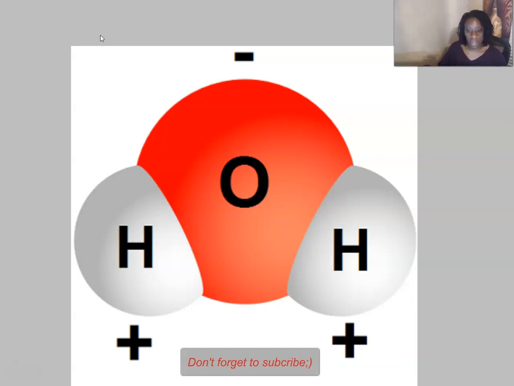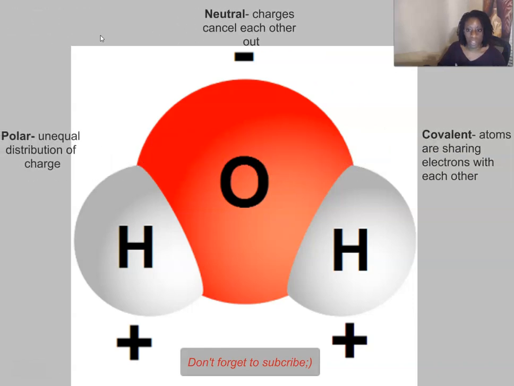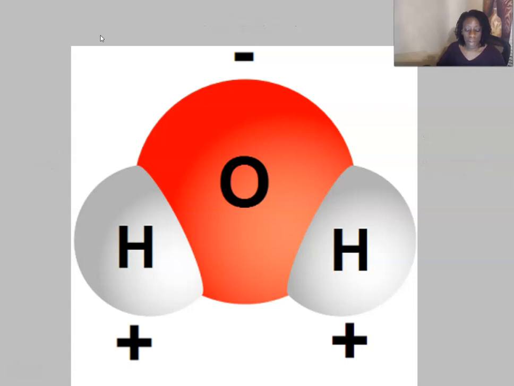Now, because the electrons are not being shared evenly across the molecule, water is a polar molecule. Polar just means there's an uneven distribution of electrical charge. So water is a neutral, polar, covalent molecule. And that polarity is just one reason that water is so suitable for life. Now, water is also unique because of hydrogen bonding. So let's take a look at that.